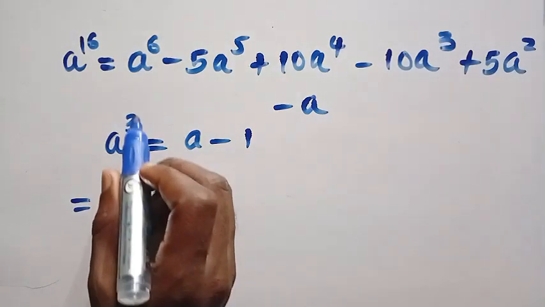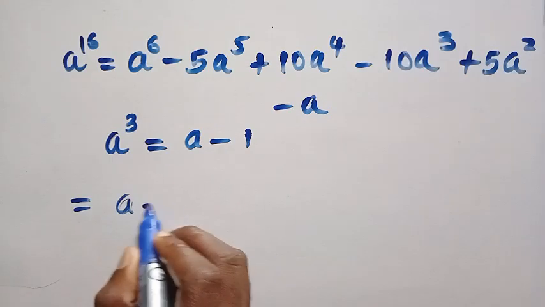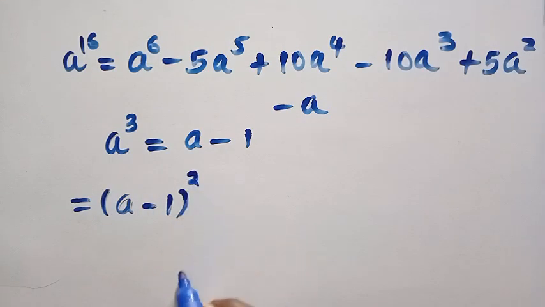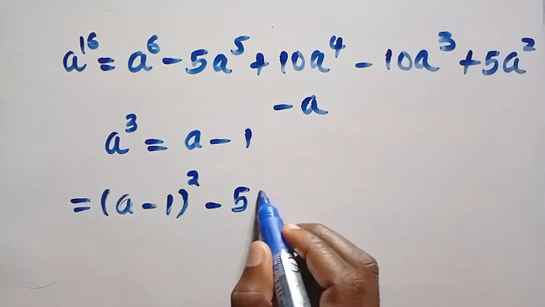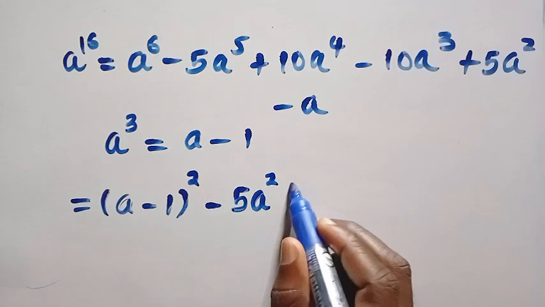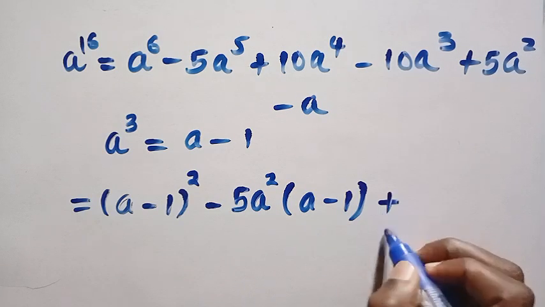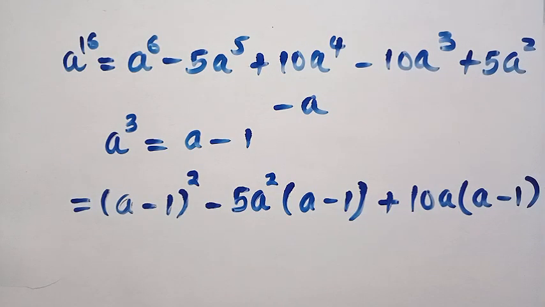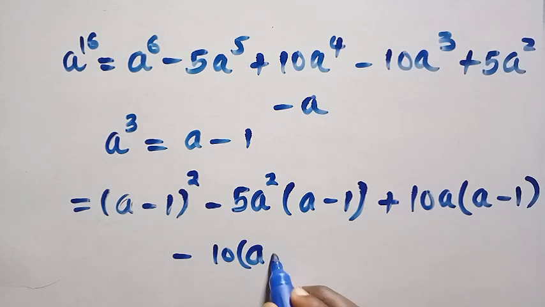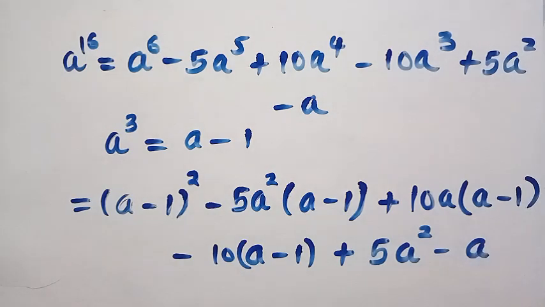But a raised to power 6, we can get a raised to power 3 from it, then everything raised to power of 2. Therefore, a raised to power 6 becomes (a^3) minus 1 raised to power of 2. Then minus a raised to power 5 as well becomes minus 5 a raised to power of 2. Then open bracket a minus 1 plus 10a into bracket of a minus 1 minus 10 into bracket of a minus 1, then plus 5a raised to power 2 minus a.